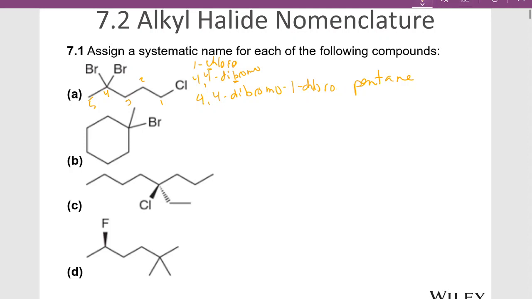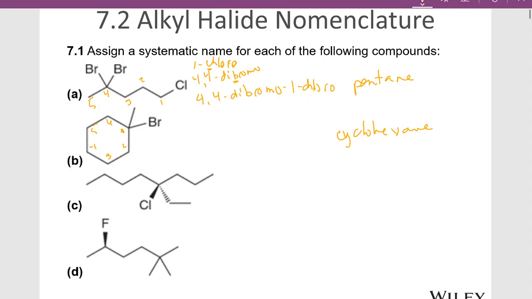Oh yeah, remember that iso is the only prefix that counts for alphabetization. All right, this next one we can start numbering anywhere in the ring. We don't have to start at the end, but we do need to number the ring separately from any side chains. So we can give this carbon number 1. 1, 2, 3, 4, 5, 6. This parent is cyclohexane, because it's a ring.